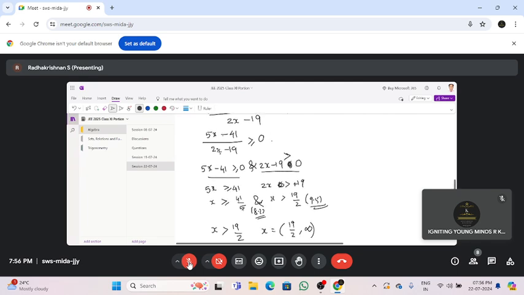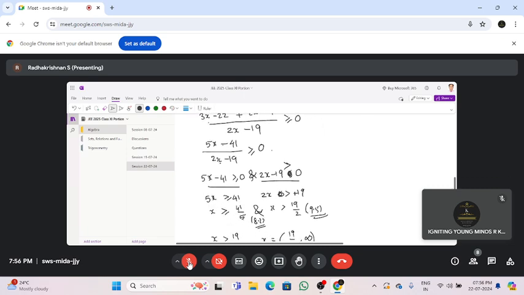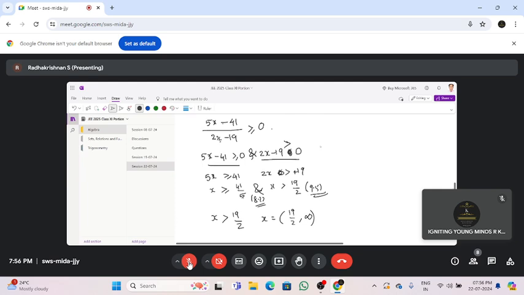Similarly, let us take both negative. We can write it here. So solve it in the same way.